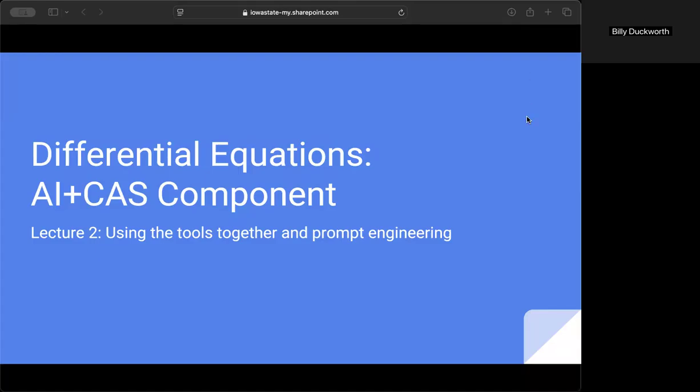Hello and welcome to the second lecture in our series on differential equations using AI and computer algebra systems. So today we're going to be talking about using our two tools together and prompt engineering. So just messing around with what exactly you're going to give Copilot to get the best response.